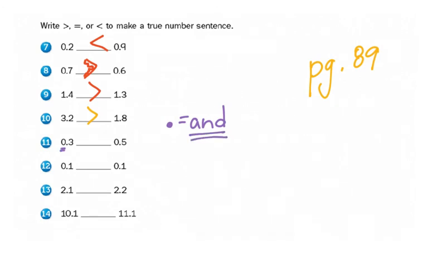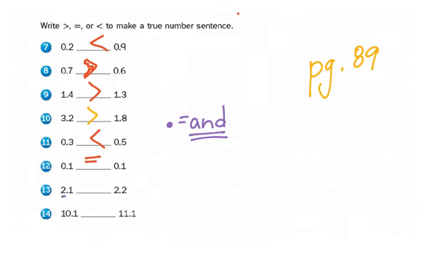Number 11, we have a 0 and a 0. So we'll go to the tenths place. We have 3 and 5. Which is larger? 3/10 or 5/10? 5/10 is larger. The next one, 0 and 0 are the same. So go to the tenths place, 1 and 1. They're both exactly the same. They are equal to one another. They are equivalent.